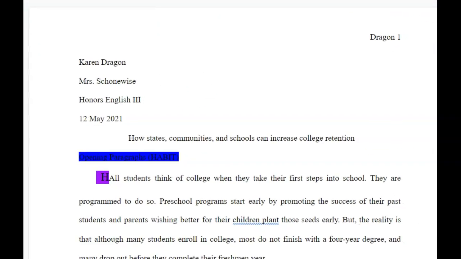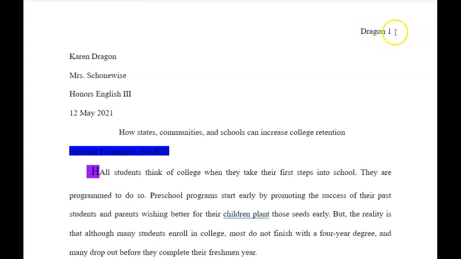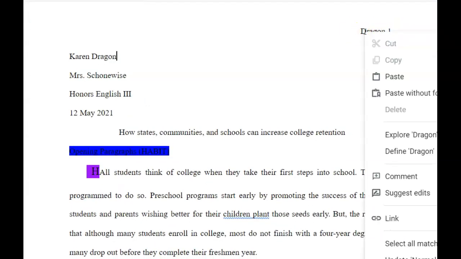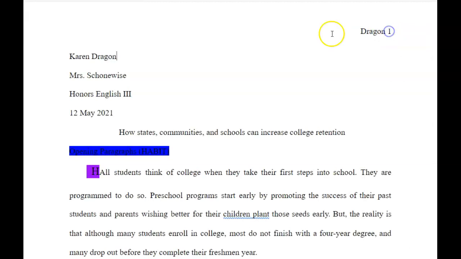I have inserted my page number at the top. I made sure that this font was in Times New Roman 12 in my header. And then my heading, you can see, is student name followed by teacher name spelled correctly, Honors English 3, where you just capitalize the 3 I's in a row, and the due date. I'm looking at May 12th as the due date for when this should be finished.